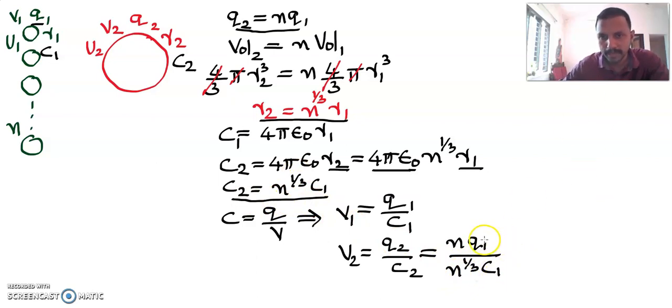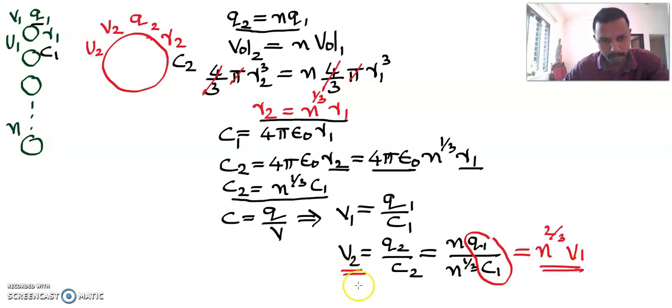Then look at this. What is this? Q1 by C1. Q1 by C1 is V1. What's n divided by n raised to 1 by 3? N divided by n raised to 1 by 3 is n raised to 1 minus 1 by 3, which means n raised to 2 by 3. N raised to 2 by 3, Q1 by C1 is V1. Clear? Therefore, we get a relation with potential as V2 is equal to n raised to 2 by 3 V1. Is that clear?